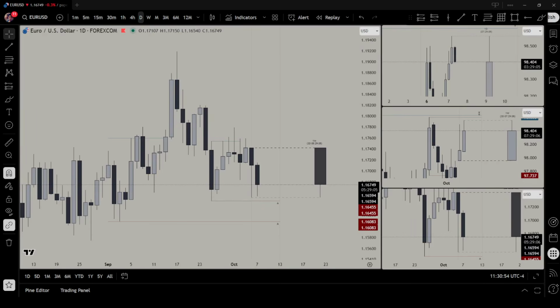CRT and turtle soup secrets. When does CRT fail and not hit the target? Now, how do you know when the CRT will fail and not hit your target?